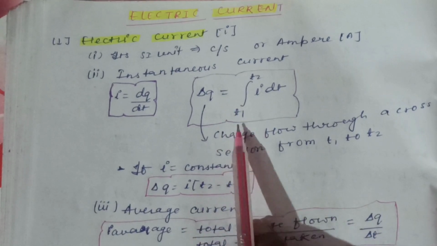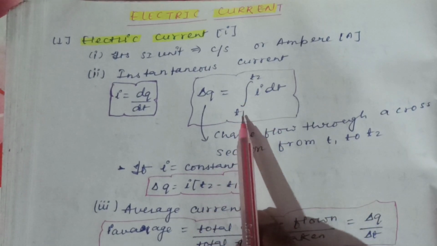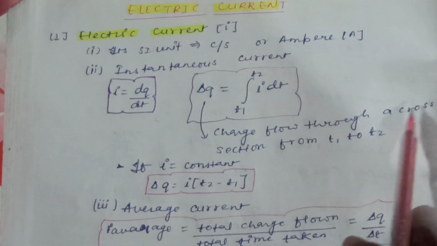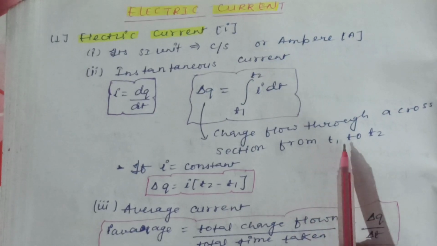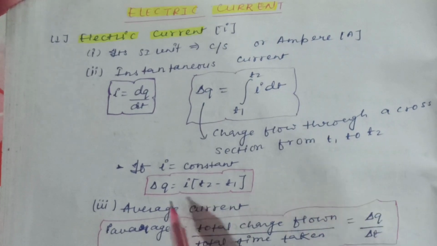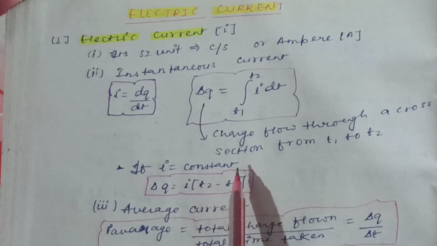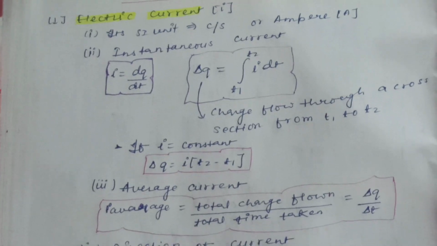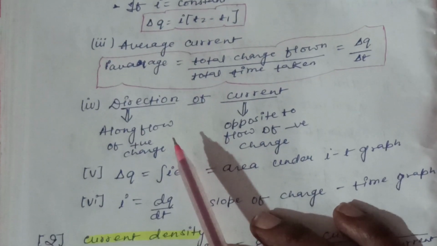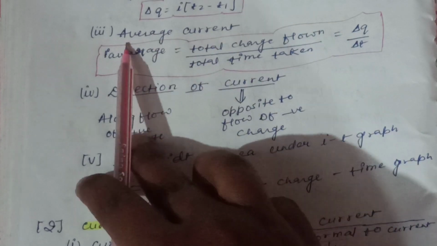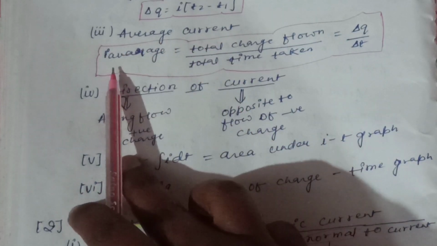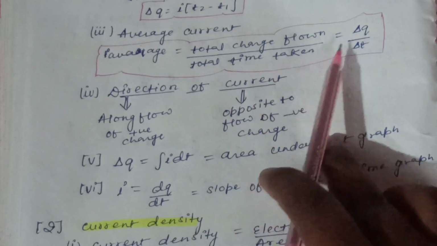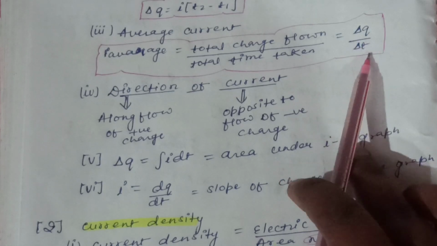Δq is equal to the integral from t1 to t2 of I dt. This is the charge flow through a cross section from t1 to t2. If I is constant, Δq is equal to I (t2 minus t1). Average current I average is total charge flown upon total time taken, which is equal to Δq upon Δt.